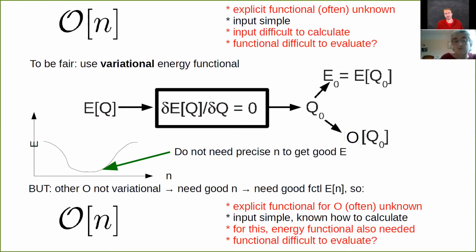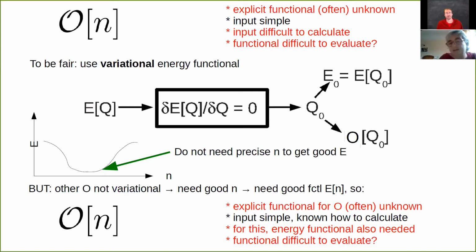Now, this is not true for other observables. They are not necessarily variational. In general, they are not. And so the function is not flat, and you need a quite good density maybe to get a good value for the observable. And that means if you get your density from a minimization of the energy, that you would need a quite good functional for the energy to get a quite good density.